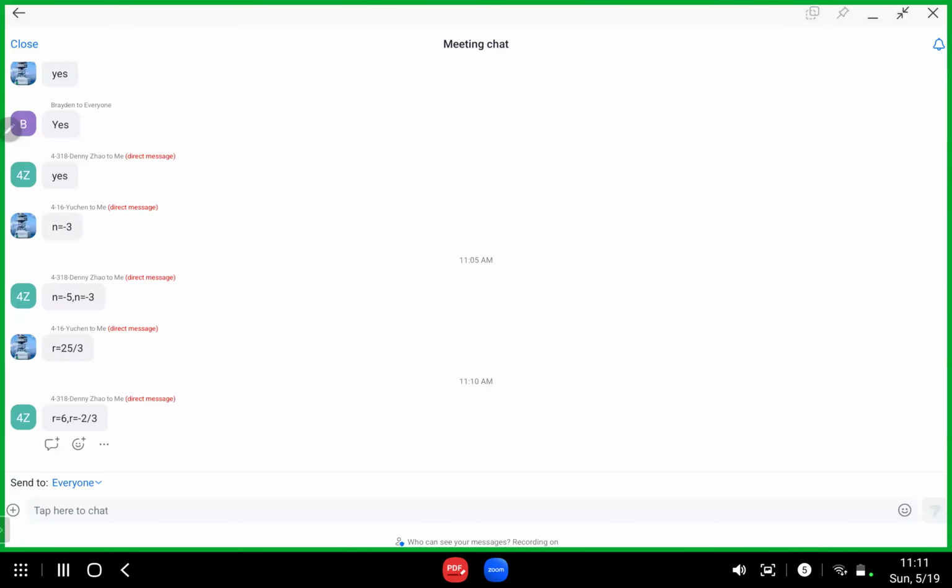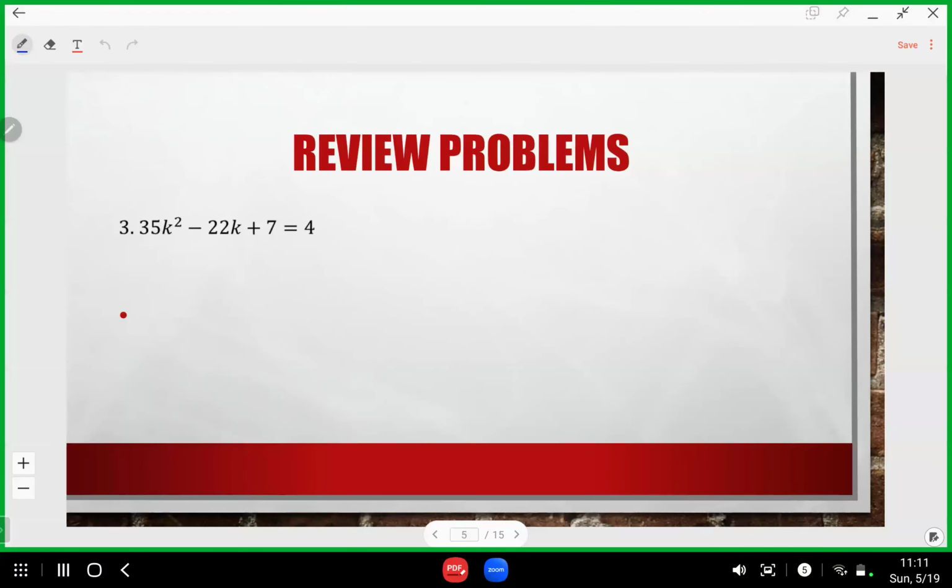All right. If there are no questions, let's keep going here. So again, 35k squared minus 22k is equal to 3. Make sure you do that. Actually, no. Plus 3 is equal to 0. And this should be correct. So you can start from here. Remember, the 0 always has to be on its own side.